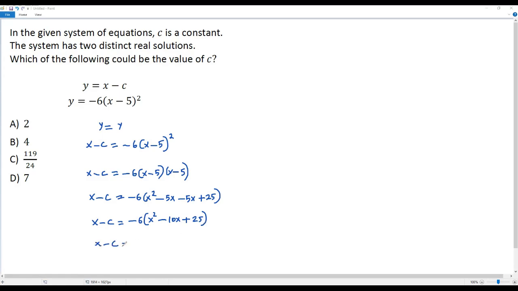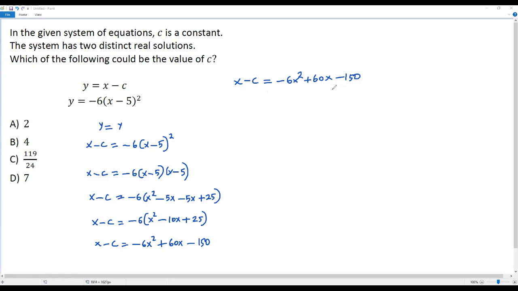Okay, x minus c equals, we can distribute this negative 6 to all the terms over here. Then we get negative 6x square. Negative times negative is positive, 6 times 10x is 60x. And negative times positive is negative, 6 times 25 is 150. Okay, now let me take the same equation over here, that is x minus c equals negative 6x square plus 60x minus 150. Here we have a quadratic equation.